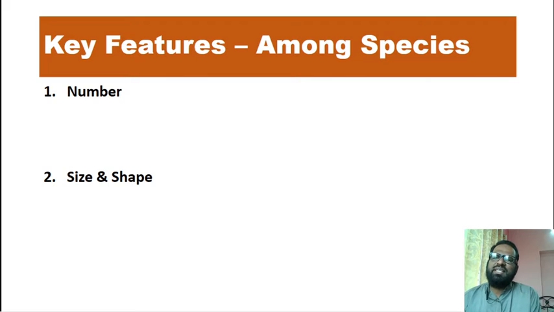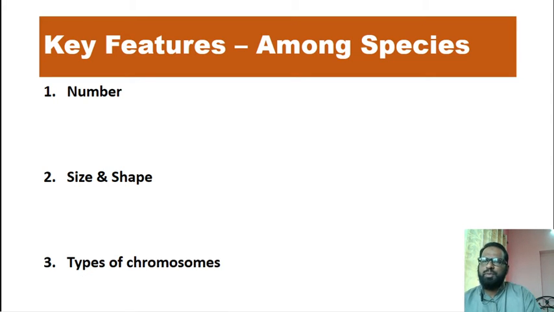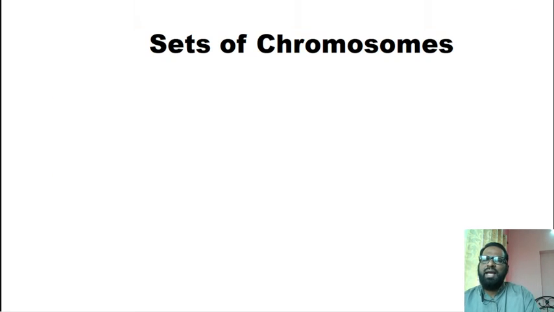Then we have to see the size and shape of the chromosome. As we already discussed in the earlier session, we can measure the size of the chromosome and identify its shape, and based on these two pieces of information we can give certain important identification criteria to a particular chromosome. Then we can also use the types of chromosomes: how many chromosomes are metacentric, how many are submetacentric, how many are telocentric, and how many are acentric. This can also be useful for identification of the chromosomes among the species.